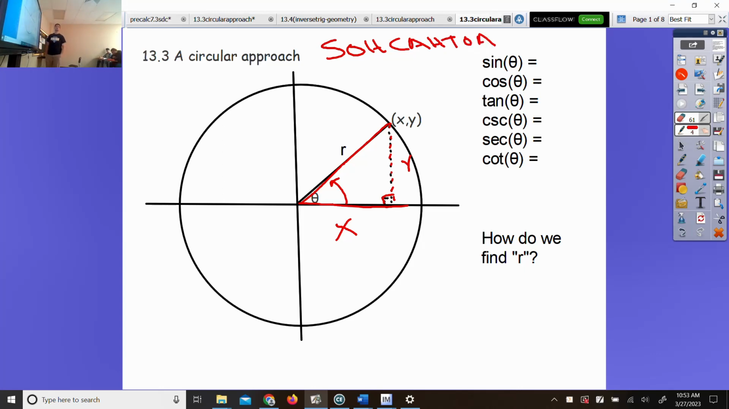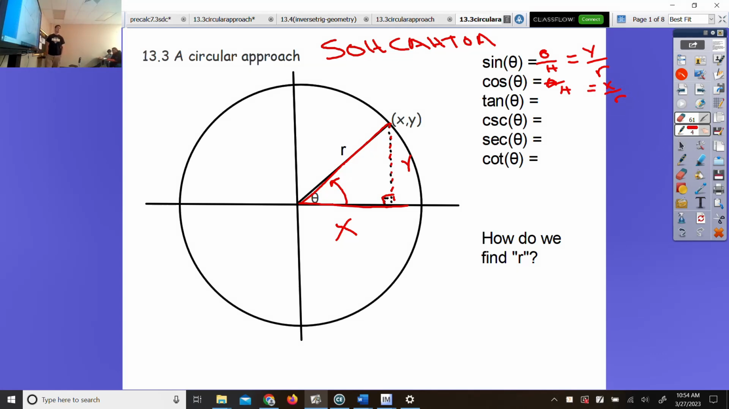From SOHCAHTOA, what's the sine ratio? Look at your triangle. What's opposite the angle theta? y. And what's the hypotenuse? r. Label it as r. The sine of an angle is y over the radius of the circle. What's the cosine ratio? Adjacent over hypotenuse. What's adjacent? x over r. Cosine is x, sine is y.